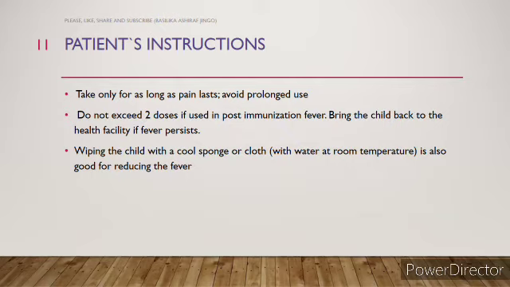Then second, do not exceed 2 doses if used for post-immunization fever. Remember we said paracetamol treats post-immunization fever. If you see you've given 2 doses and the patient is not improving, bring the child back to the health facility if the fevers persist. Then next is wiping the child with a wet sponge. This also helps in reducing the temperature. We call this tepid sponging. So as the temperature is high, you're giving paracetamol, you can also sponge the baby.